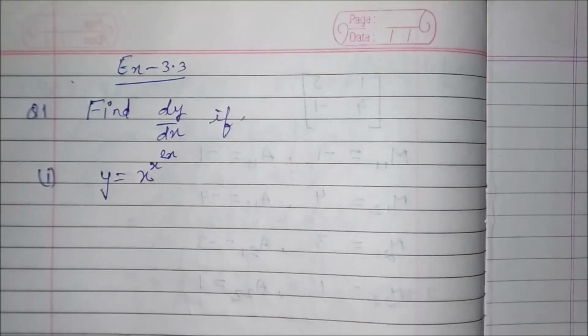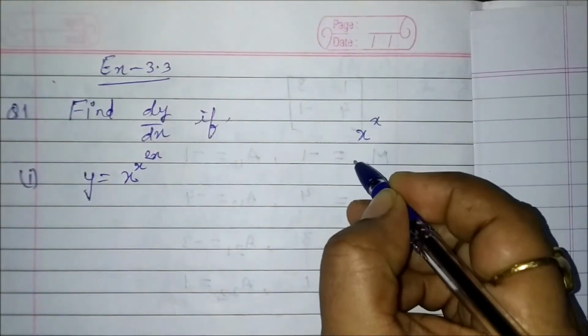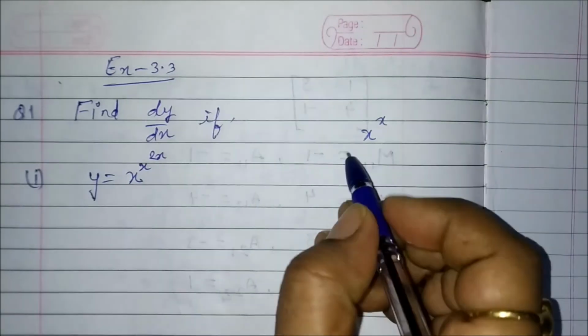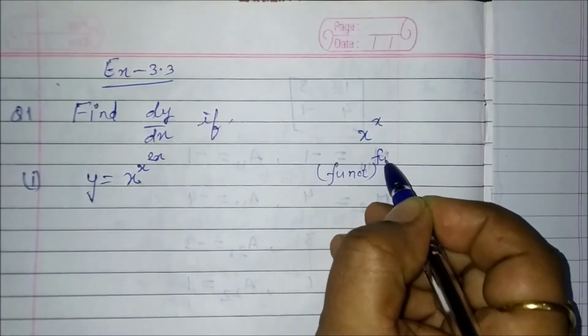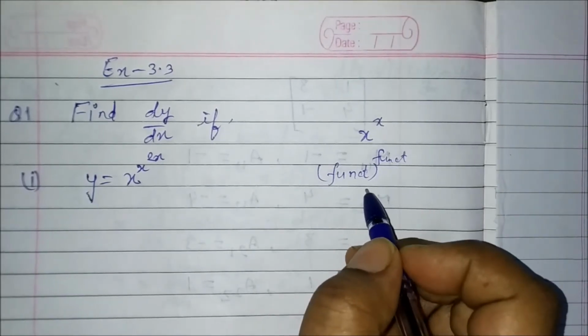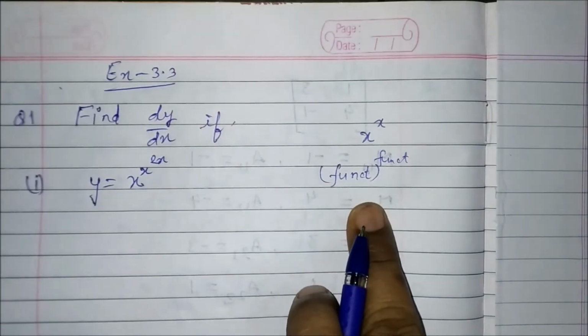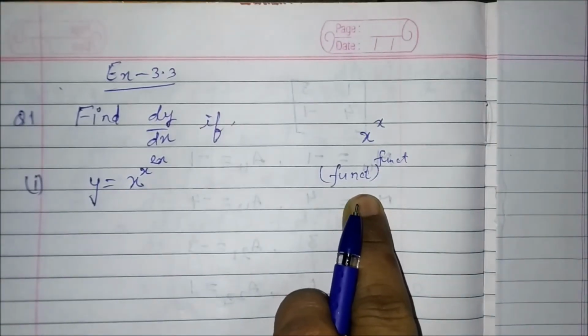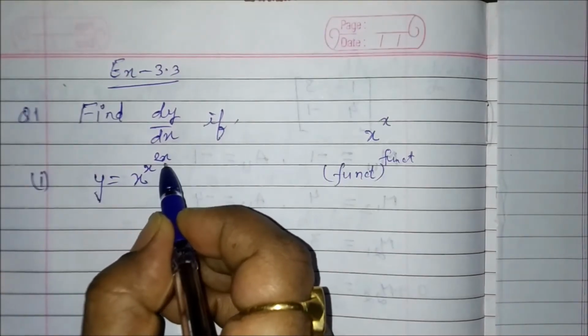See exercise 3.3. Here we are using the derivative of logarithmic function. What is logarithmic function? If a function is given in the form of x raised to x, or we can say function raised to another function, then you have to do the logarithmic differentiation. Here the function given is x raised to 2x.